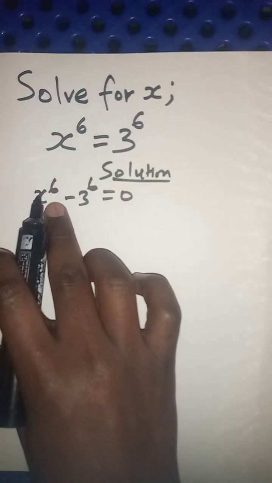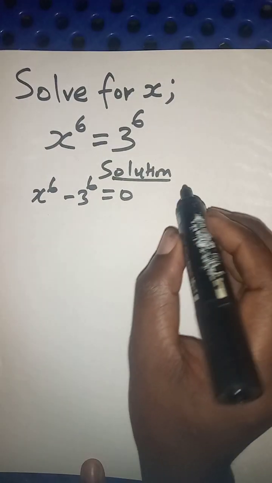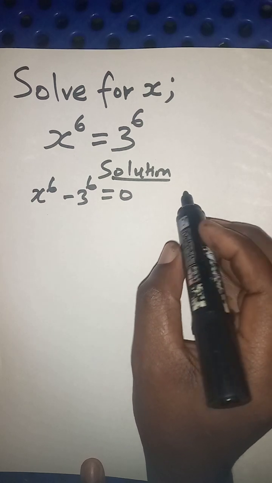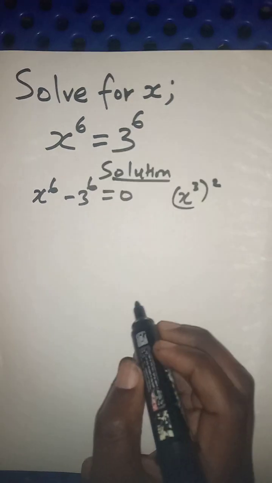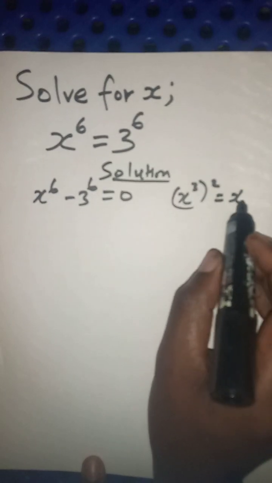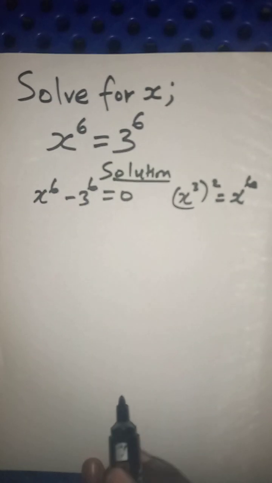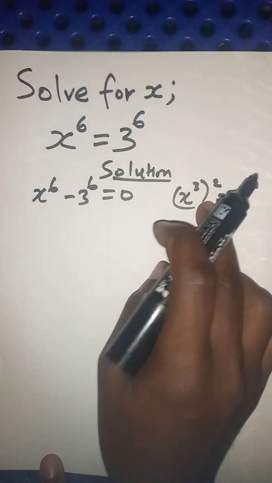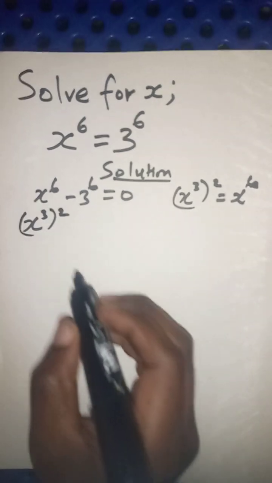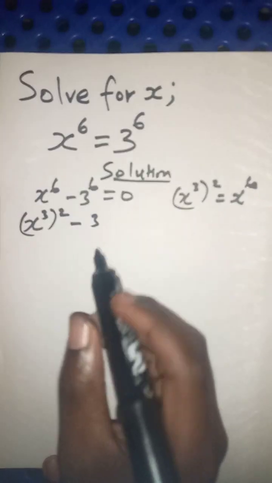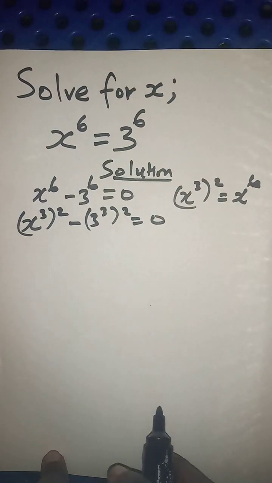I'm going to rewrite x raised to 6 and 3 raised to 6 in terms of squares. Like x raised to 6 can also be written as x cubed squared, since the powers can be multiplied like that. So I'm going to separate this as x raised to 3, outside I have squared, minus 3 raised to 3, and then outside I have squared like that.